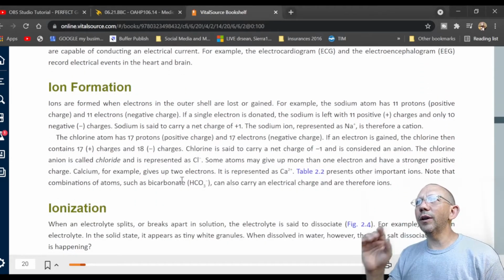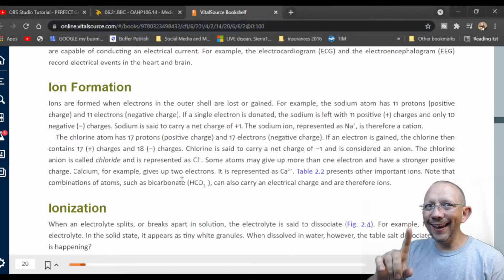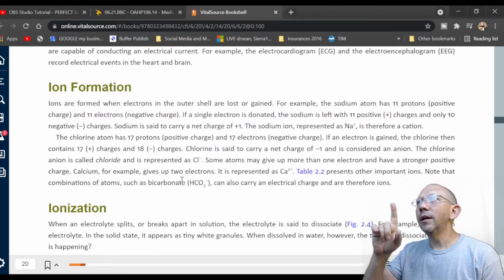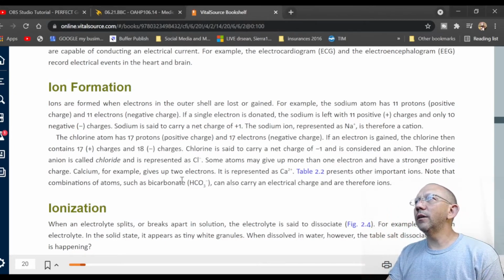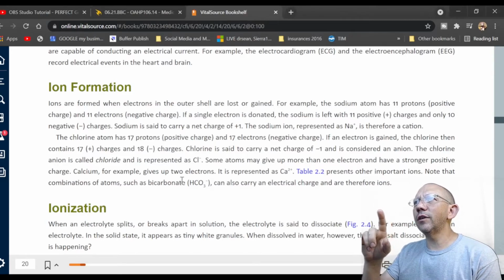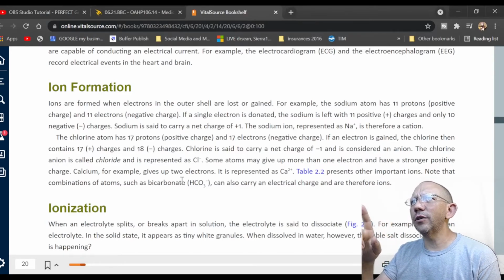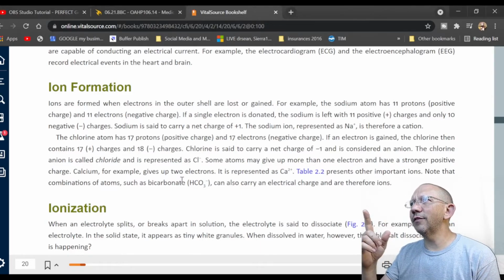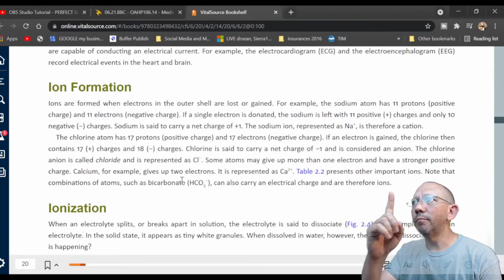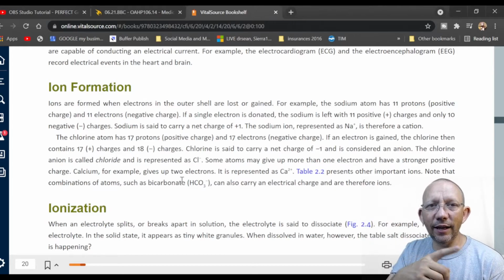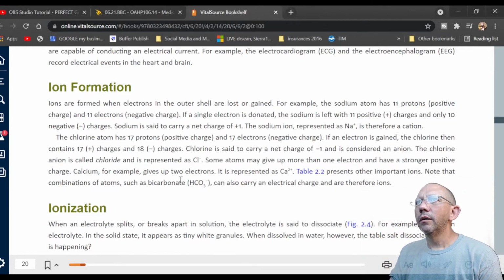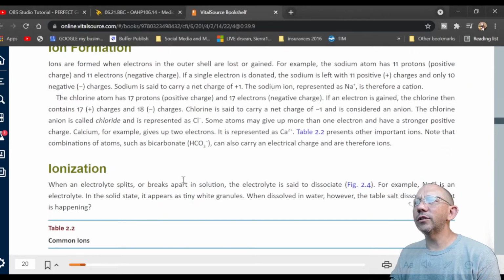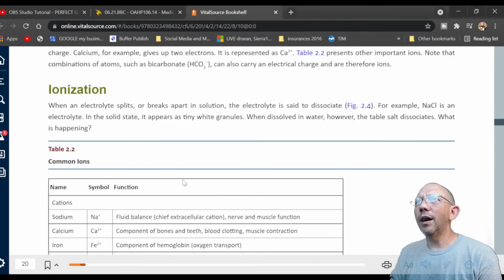Ions are formed when electrons in the outer shell are lost or gained, so they're unbalanced. For example, a sodium ion has 11 positive charges and 11 electrons, negative charges. If a single electron is donated, the sodium is left with 11 positive and only 10 negative. Therefore, it would be positive because it has more positives than negatives. Does that make sense? Chlorine has 17 protons. Okay, whatever. That's okay. You got that one.